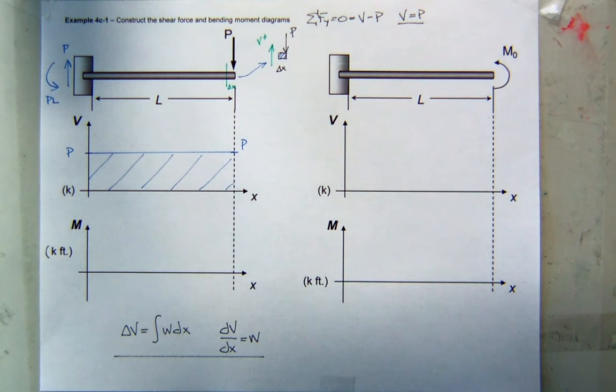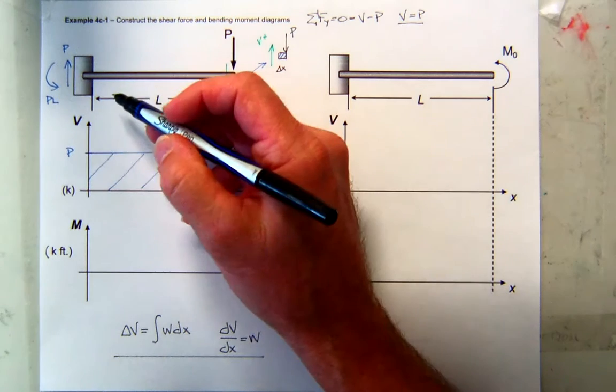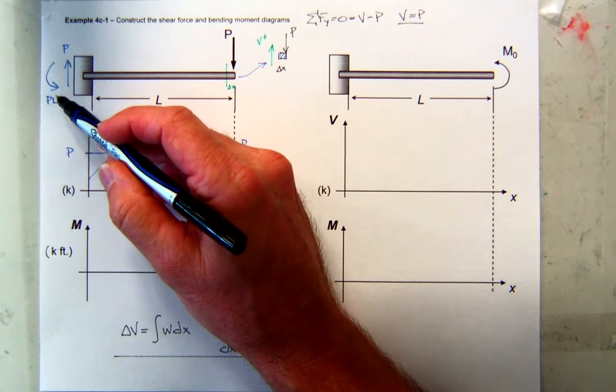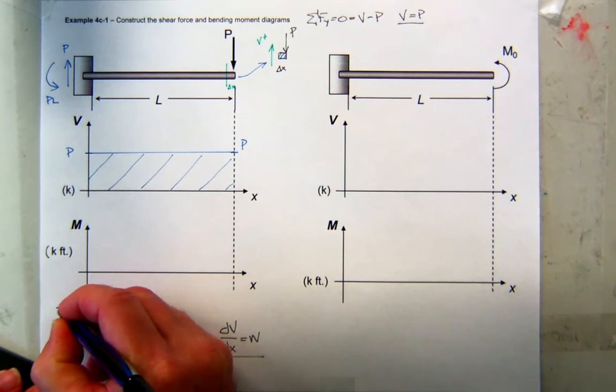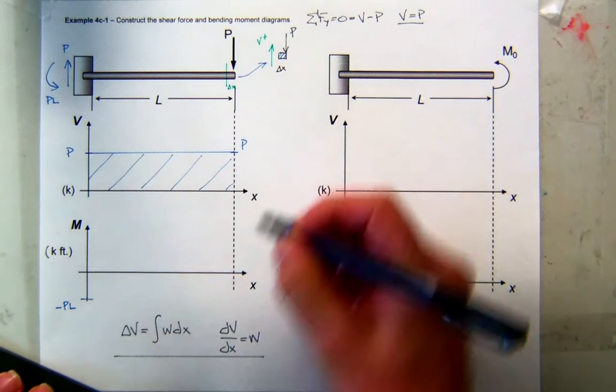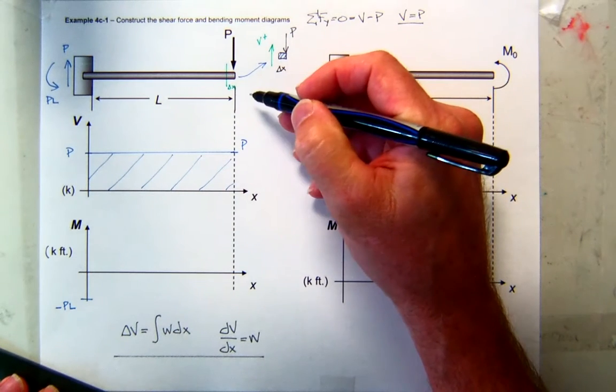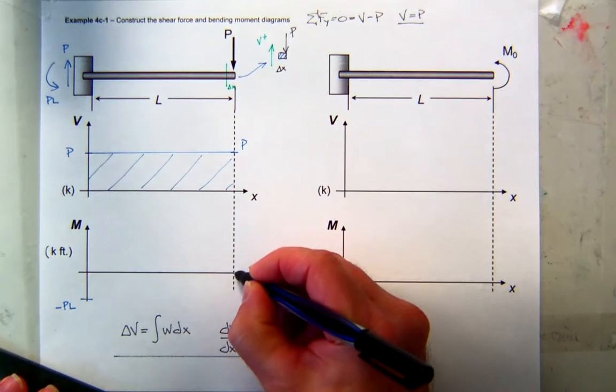And what about moment? So again, starting at the left side, what kind of bending moment is that? Negative. So that'd be negative PL. What kind of bending moment do I have on the free end? Zero. So I better hit zero.